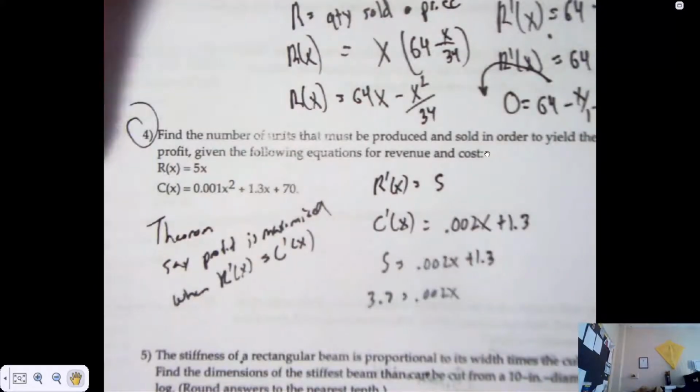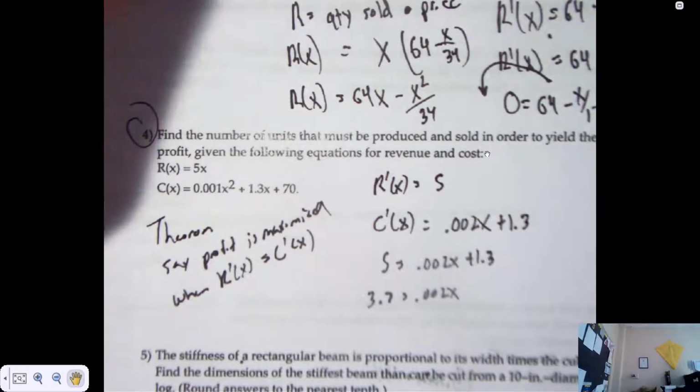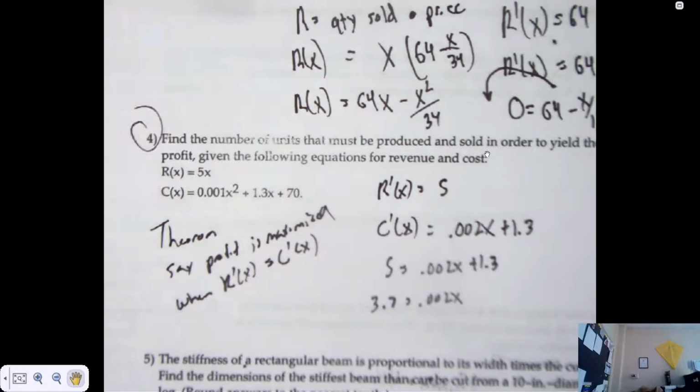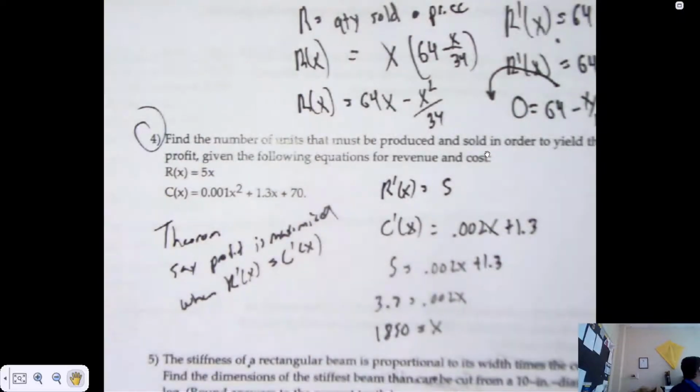What are we gonna have? 3.7 on the left. Dividing by 2,000ths is like multiplying by 500. So it's going to be 1,500, 350, should be 1,850 when everything's said and done. Should be. So, that's the number of units produced and sold that maximizes profit.